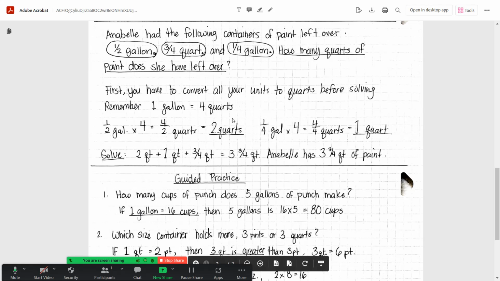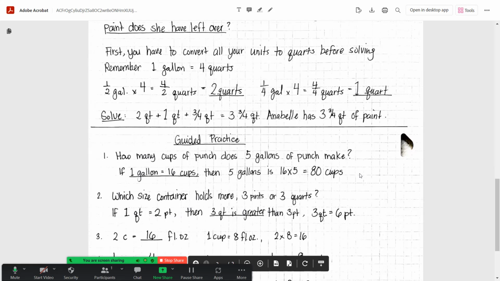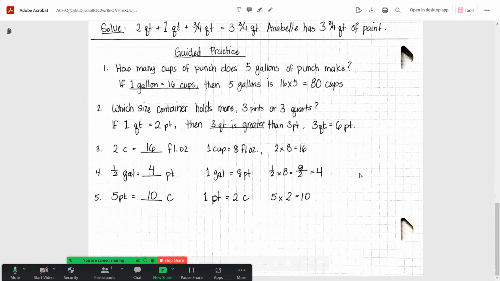So if 1 gallon is equal to 4 quarts, 1/2 a gallon is going to be 4 quarts divided by 2, or 2 quarts. My 1/4 of a gallon is going to be 1/4 times 4, or 4/4 of a quart, or 1 whole quart. So I have 2 quarts and then 1 whole quart plus the 3/4 quarts that was already in that unit from the question. Next, I'm just going to add those parts. So 2 plus 1 plus 3/4. 2 plus 1 is 3, plus 3/4 is 3 3/4 quarts. So Annabelle has 3 3/4 quarts of paint remaining.